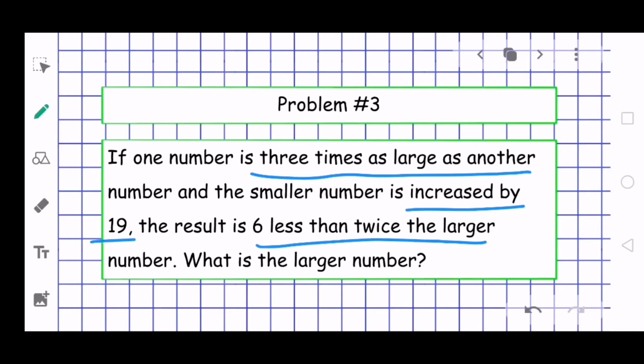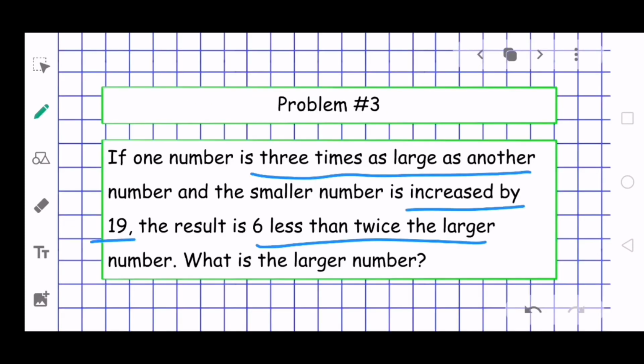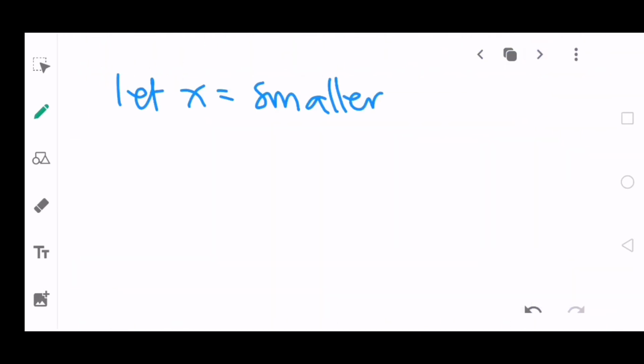So what is now our larger number? We need to know how to represent the smaller and the larger number. Let's say x will be our smaller number, and according to the problem, the other is 3 times as large as another. So if this is our smaller, therefore the larger number will be 3 times the smaller. So this will be our larger number.